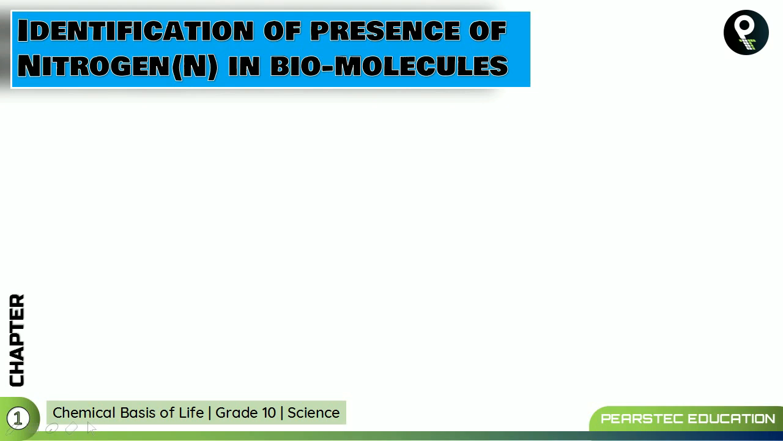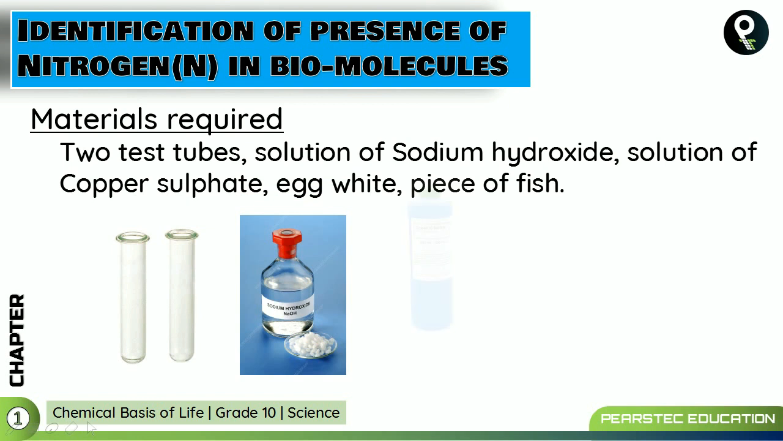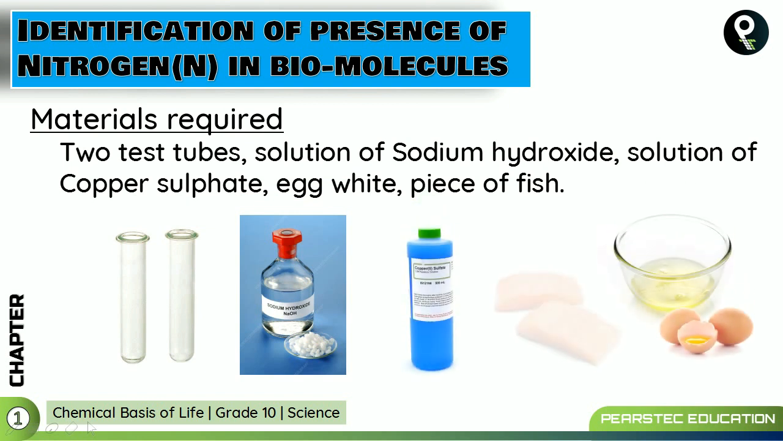is about nitrogen availability. So, identification of presence of nitrogen in biomolecules. To do this, we need 2 test tubes, solution of sodium hydroxide, solution of copper sulphate, egg white and a piece of fish. 5 things we require.